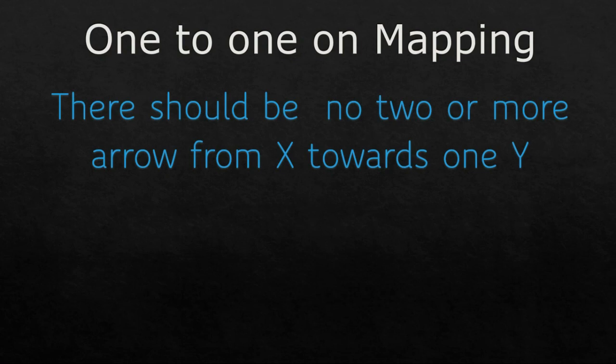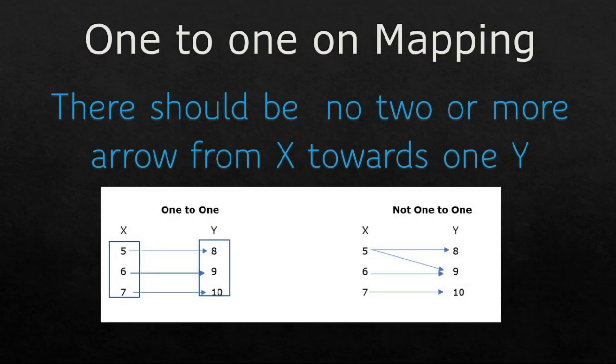Malalaman natin one-to-one ang isang relation sa pamamagitan ng mga palatandaan kada isang illustration. One-to-one on mapping diagram. There should be no two or more arrows coming from X towards Y. Ibig sabihin, may isang arrow lang na manggagaling sa bawat X at isang arrow lang din ang natatanggap ng bawat isang Y. For example, as you can see on the second example, two arrows were drawn from the X, so it is not considered to be one-to-one.